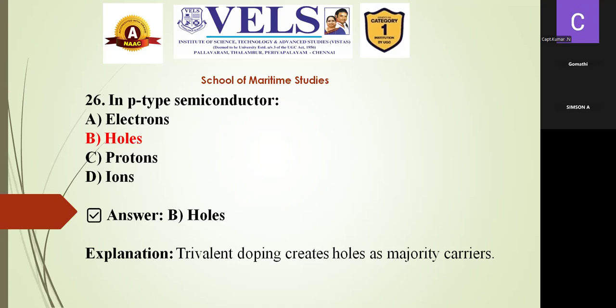Then in N-type semiconductors, electrons are the majority charge carriers and holes are the minority charge carriers. These materials can be classified into 3 types based on the band gap energy or Fermi level energy: conductors, semiconductors, and insulators.